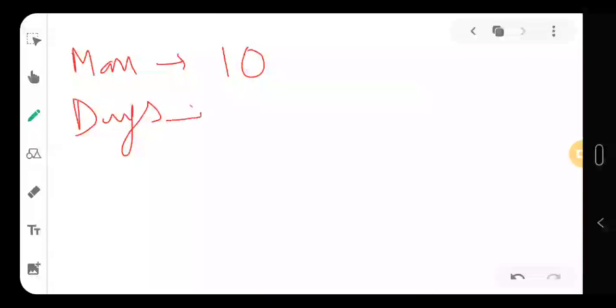Similarly, like what I told you, let's say men and days. Let's say 10 men are working, and they need 6 days. Now let's say 12 men are working, they need 5 days. So now if I remove this, and if I remove this also, and this is there, how to do this?